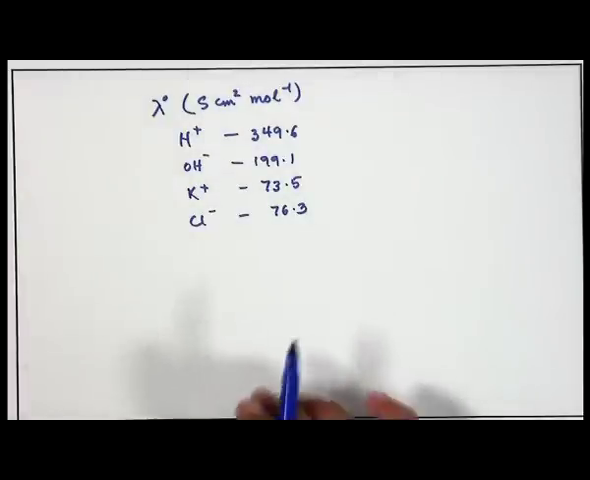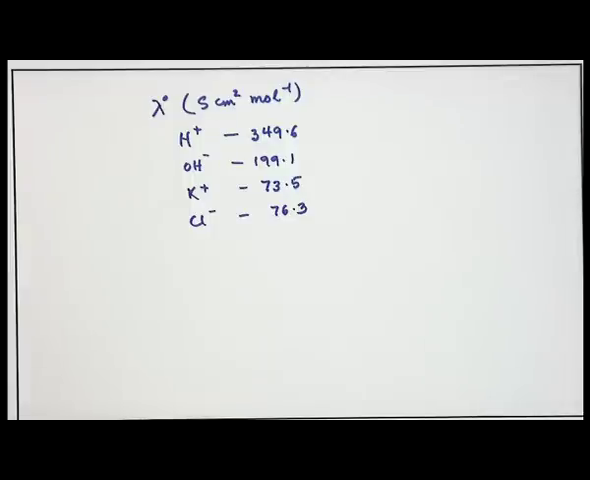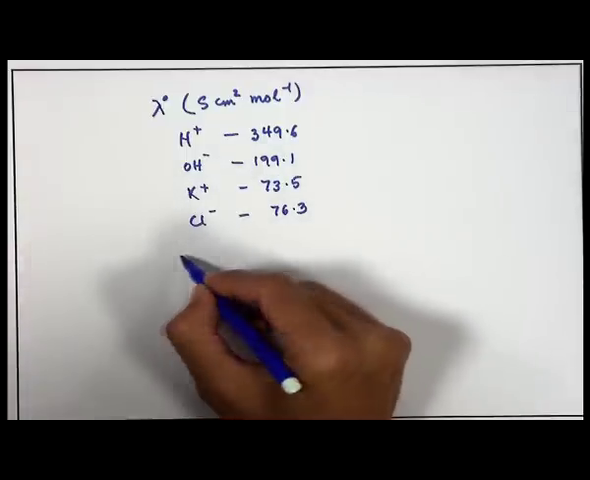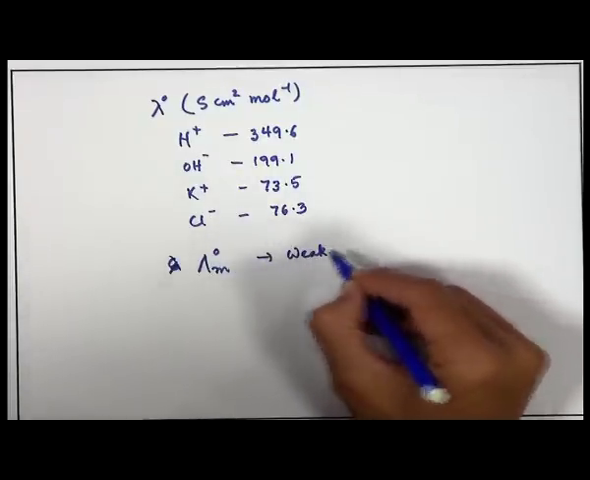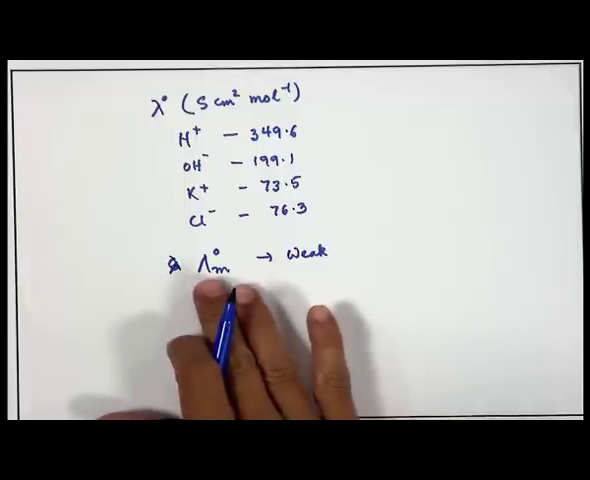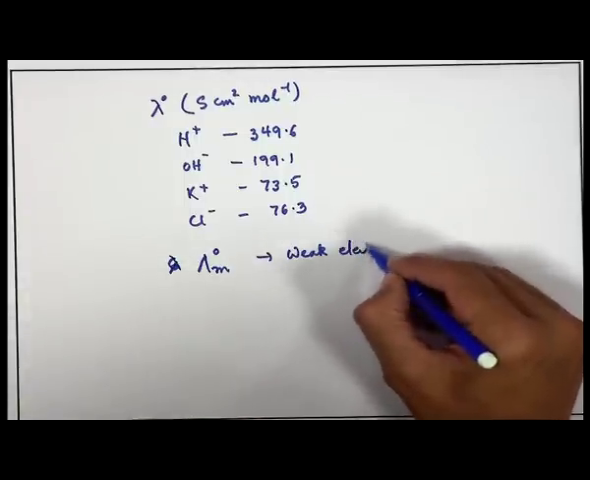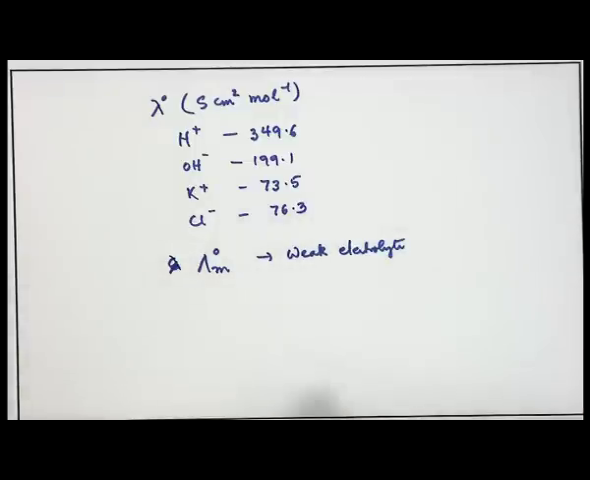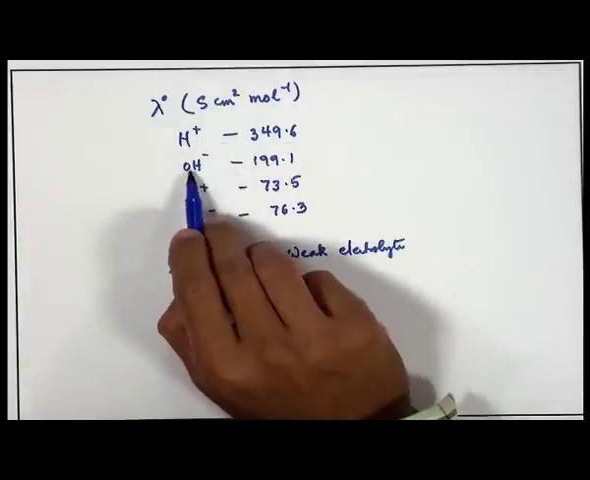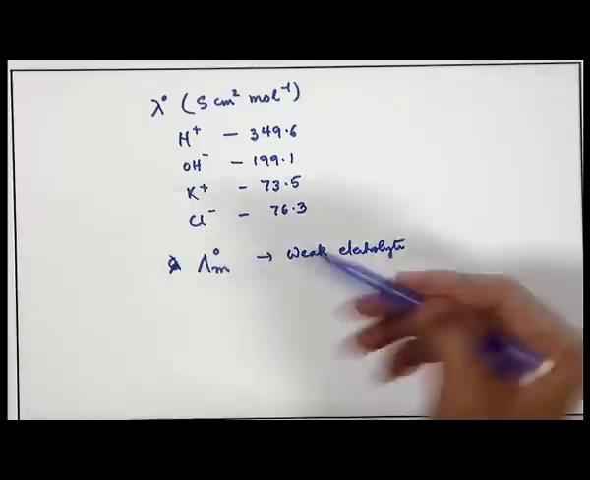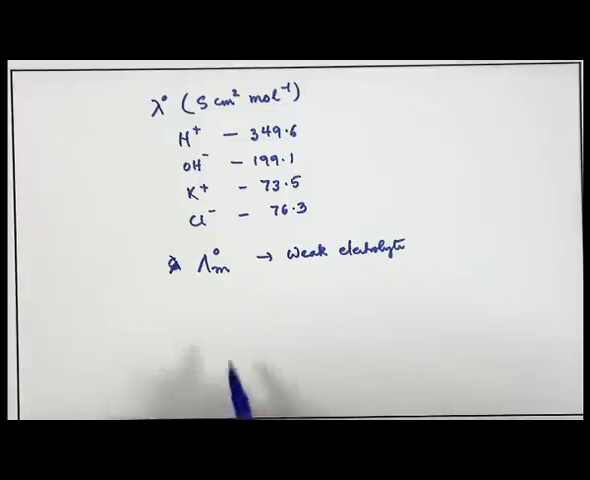This concept of independent ion migration has to be applied in finding out the lambda m 0 for weak electrolytes. Direct finding out of this lambda m 0 for a weak electrolyte is not possible, although that is possible for a strong electrolyte. In that case, indirectly you have to find out the contribution of the individual ions, and then you can find out this lambda m 0.